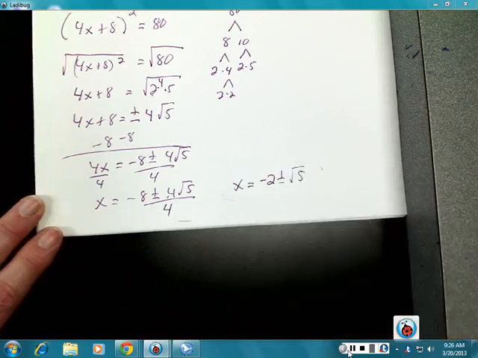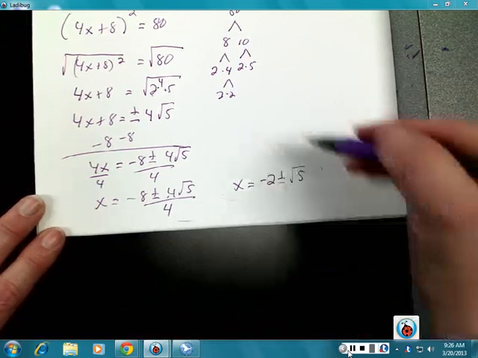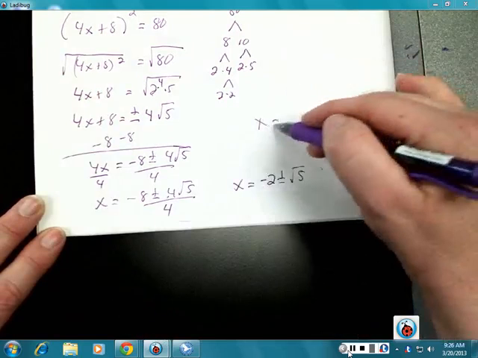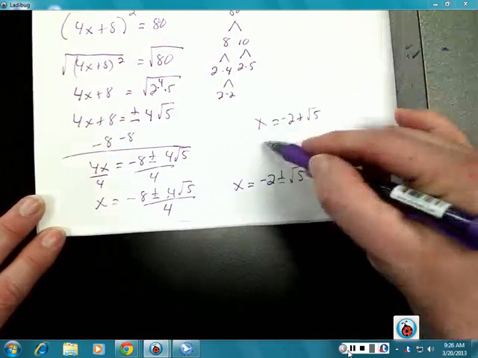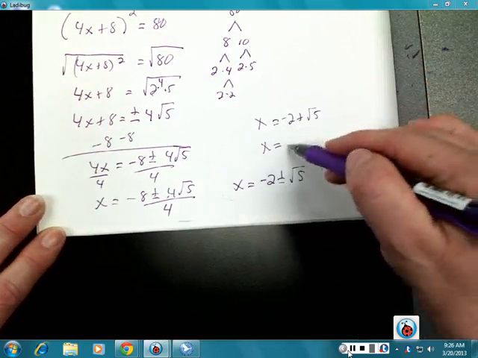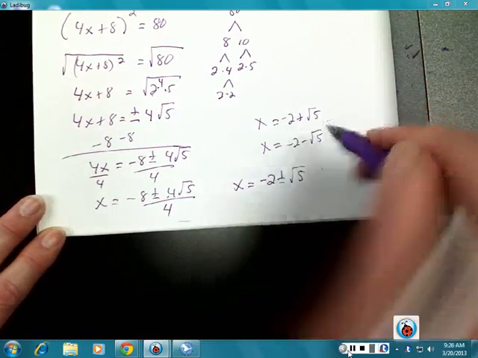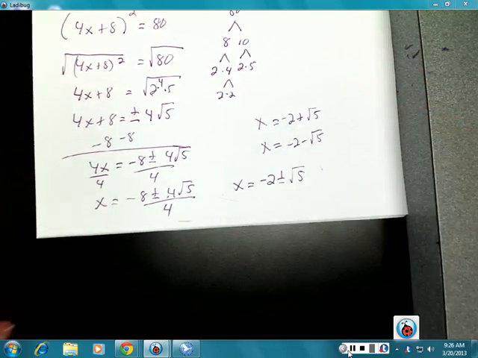So that's my answer. In Hawks, though, remember they want it written as x equals a negative 2 plus the square root of 5, and x equals a negative 2 minus the square root of 5. And you'll leave it that way. All right? What do you think? Okay, let's see if I can find you another one.